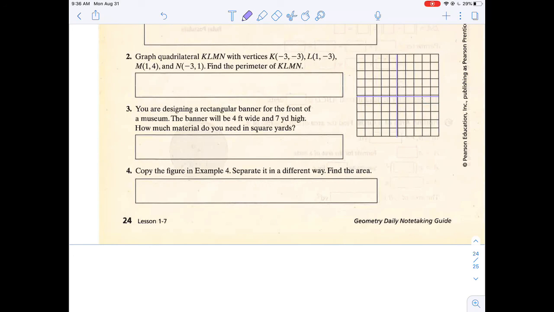Number 3, you are designing a rectangular banner for the front of a museum. The banner will be 4 feet wide and 7 yards high. How much material do you need in square yards? So I recommend, notice this is feet, this is yards. Change them both to feet. Calculate how many square feet you need, and then convert that to yards, okay? It'll be much easier.